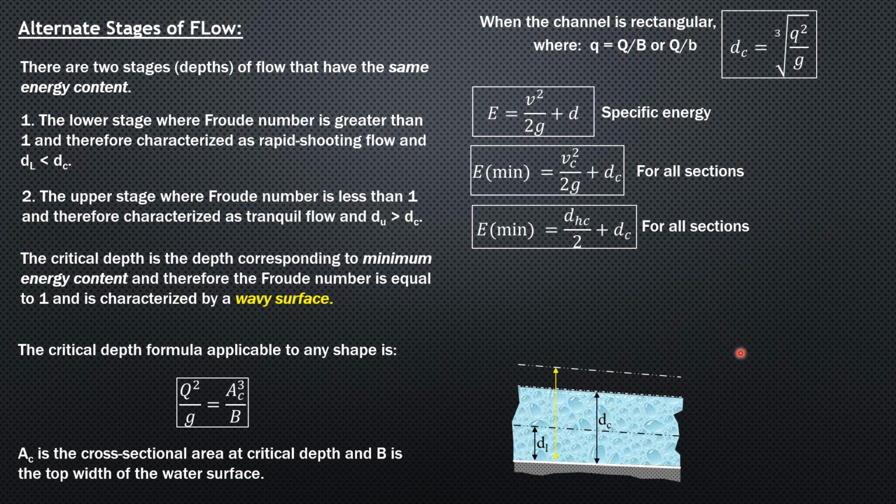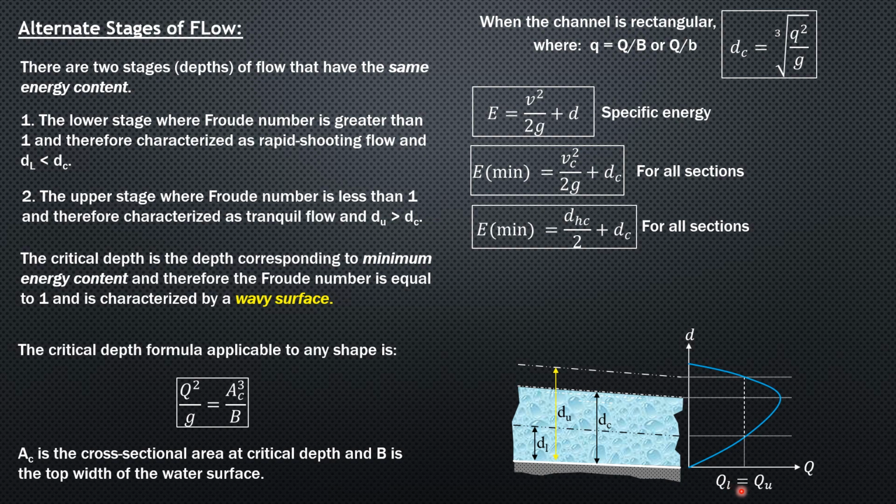So, alternate depth in the upper stage, the upper. Then if we plot the depth versus Q, this is the curve. Take note, at critical depth, the discharge is maximum, but the critical depth is between the lower and the upper stage, the alternate stages of flow where the discharges are the same.